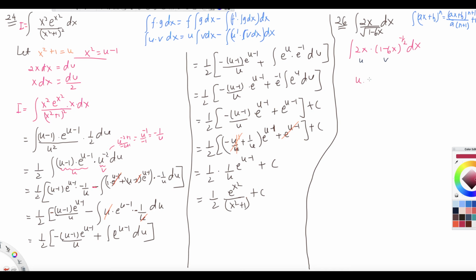The table will be u, and then v. U will be 2x. V will be 1 minus 6x to the negative 1/2. Let's find the derivative of u. It is 2 and then 0 next time. What is the integral of 1 minus 6x to the negative 1/2? It is like a is negative 6, x is x, b is positive 1, n is negative 1/2. So how do I write that? I will write 1 minus 6x to the n plus 1, which will be positive 1/2, divided by a, which is negative 6, times positive 1/2. N plus 1, because n is negative 1/2, so n plus 1 will be positive 1/2.